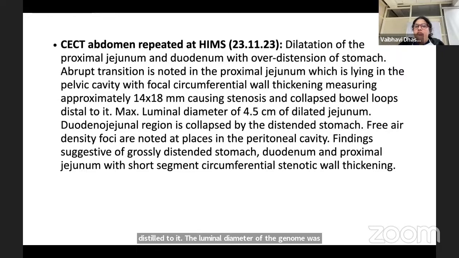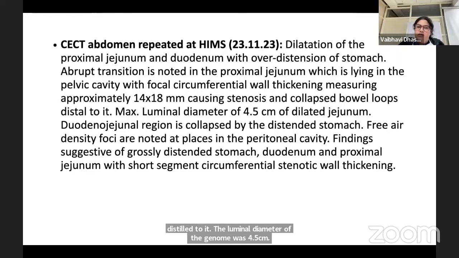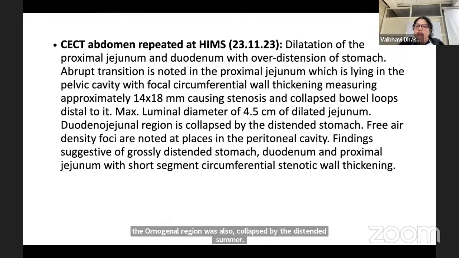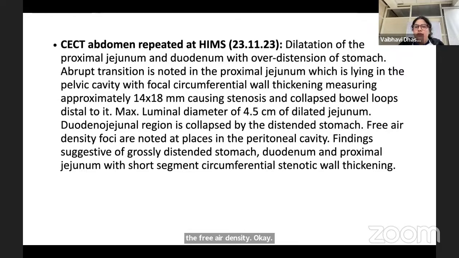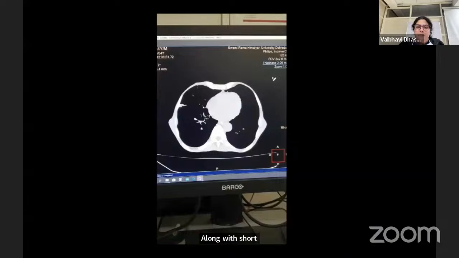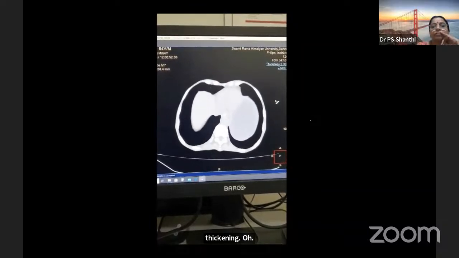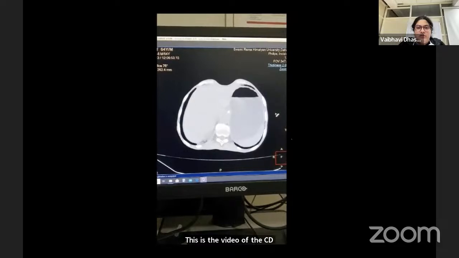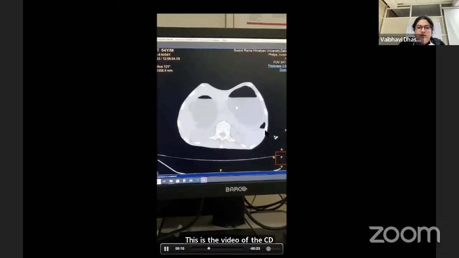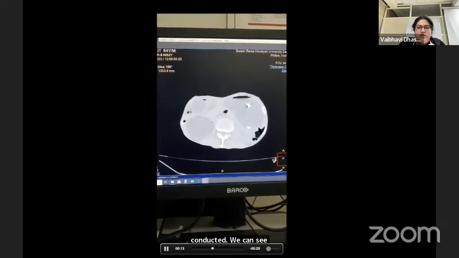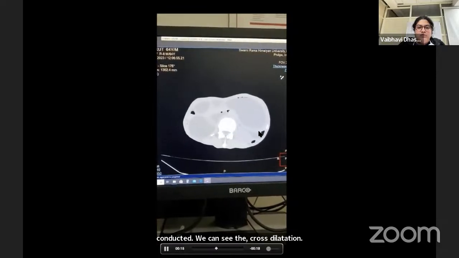The duodenojejunal region was also collapsed by the distended stomach. And in the peritoneal cavity, there were some areas of free air density. The findings were suggestive of a grossly distended stomach, duodenum, and proximal jejunum, along with short segment circumferential stenotic wall thickening. This is the video of the CT film that was conducted. We can see the gross dilatation of the stomach as well as the bowel loops.